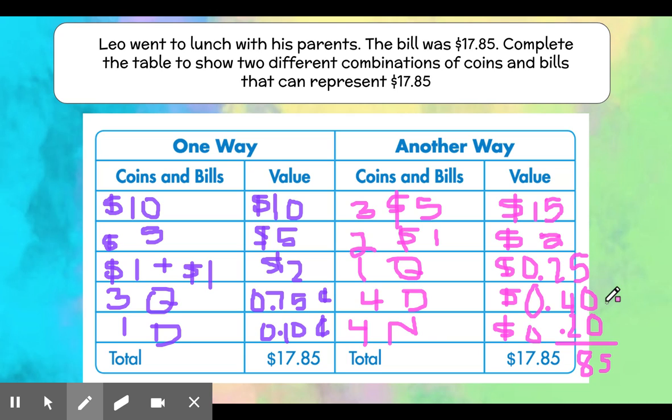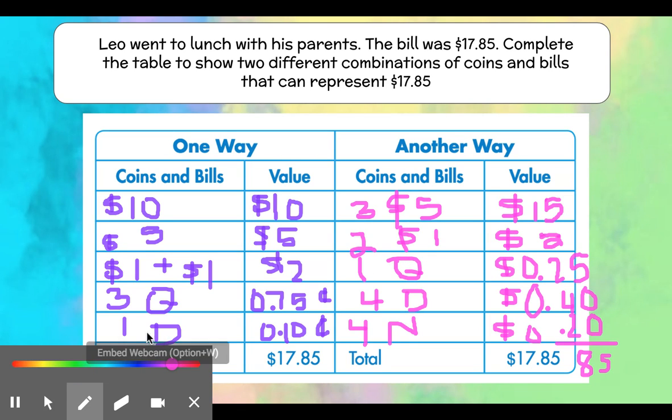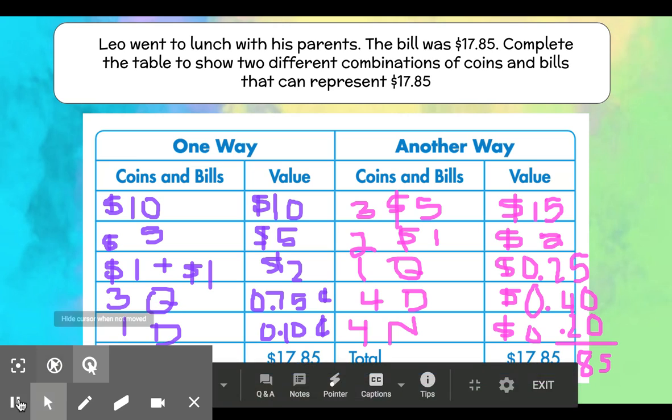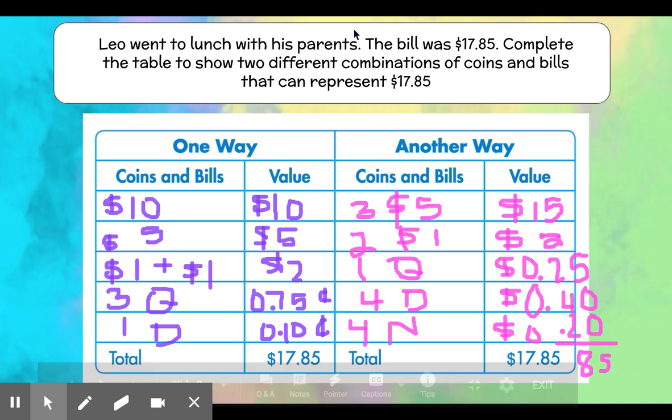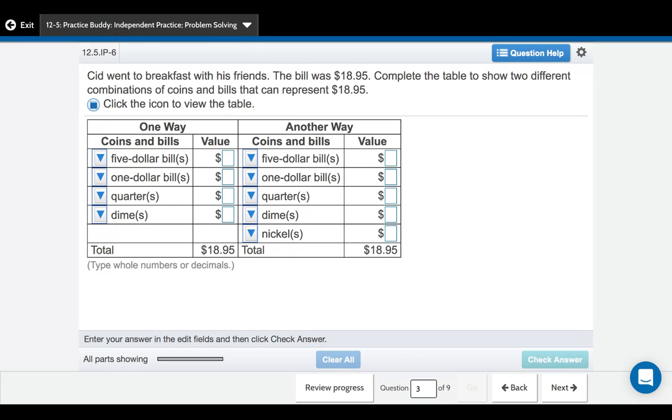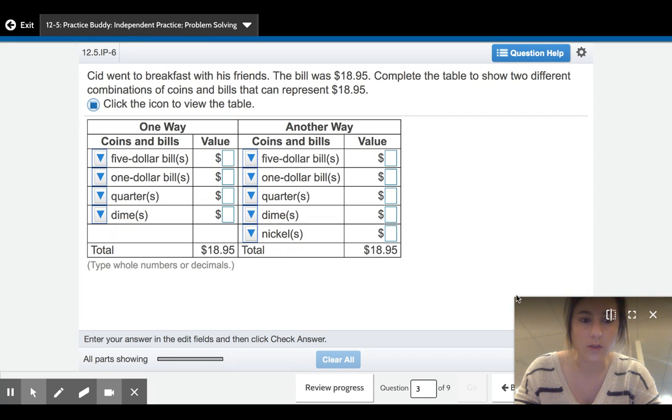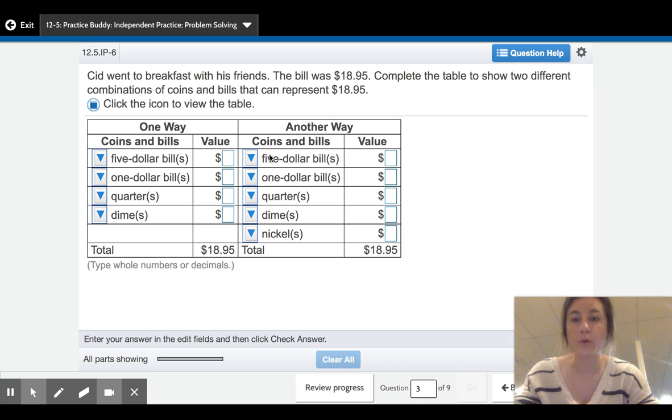But on your practice buddy, you're going to have a drop-down menu that asks you to choose different options from. So just make sure that you're choosing things that make sense. So let me see if I can show it to you in this video. Let's see if I can record this tab. Awesome. Okay, so this is what yours will look like.